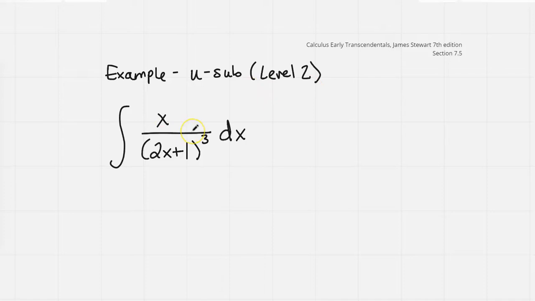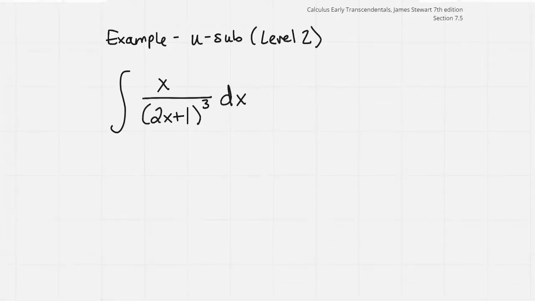And the integral we're going to deal with is x over the quantity 2x plus 1, all of that cubed in the denominator, dx. And of course, now they decided to do the yard work across the street, so we'll ignore that.